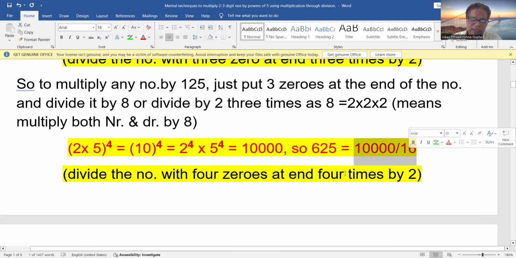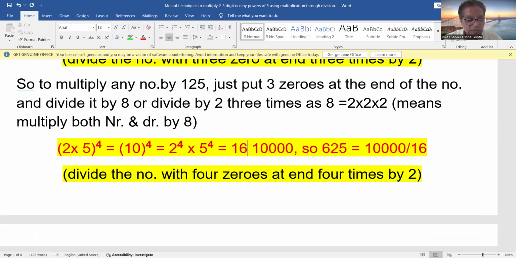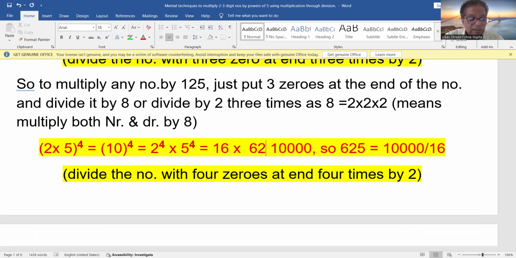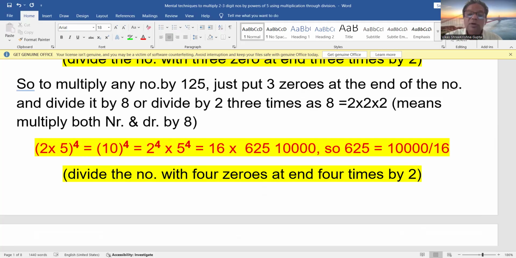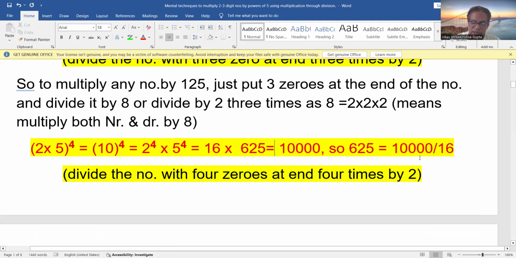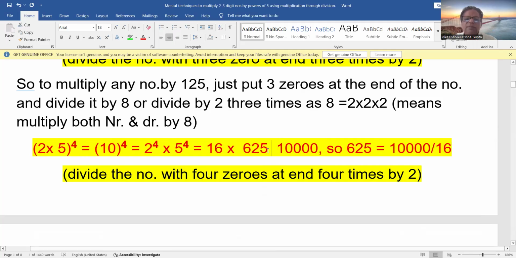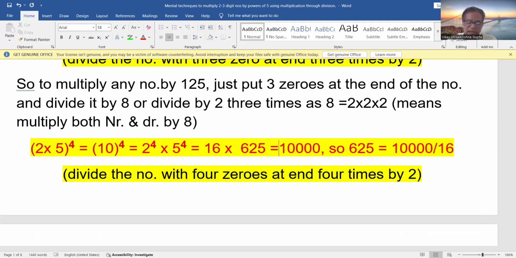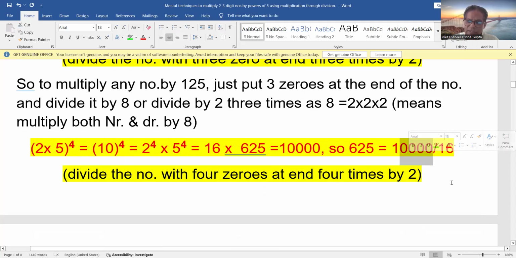625 is equal to 10,000 by 16, right? Because actually this means 16 into 625 is equal to 10,000. So 625 is equal to 10,000 by 16, right? So I made it very clear. And in the same way, when I have to multiply any number by 625, just put 4 zeros at the end of the number and divide by 16.